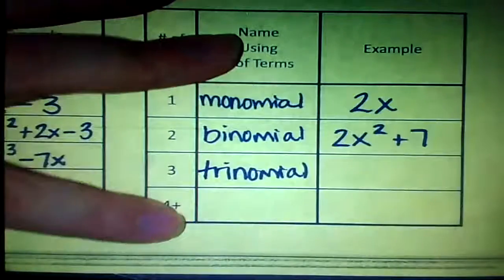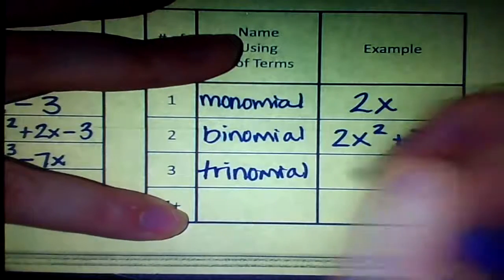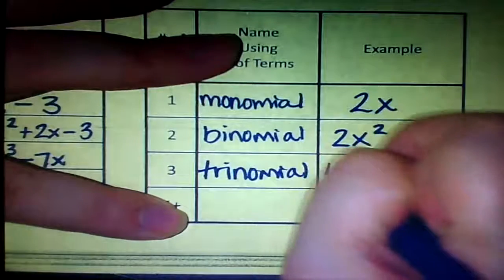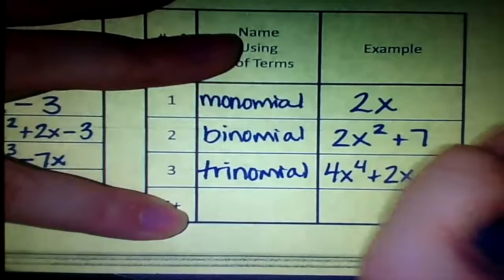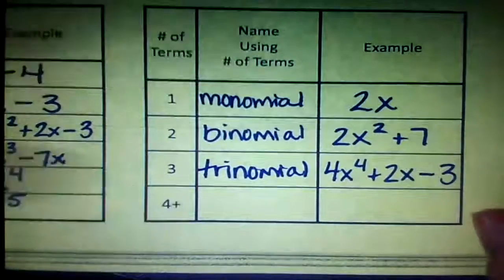So something like 4x to the 4th plus 2x minus 3. I've got 3 terms then.